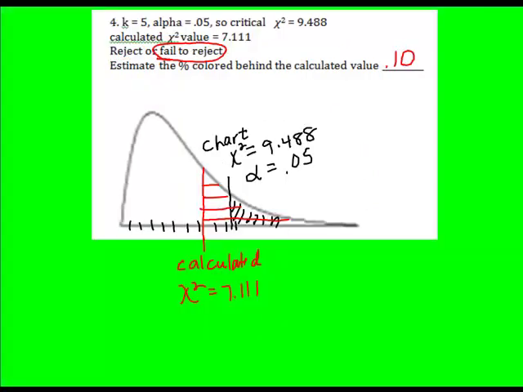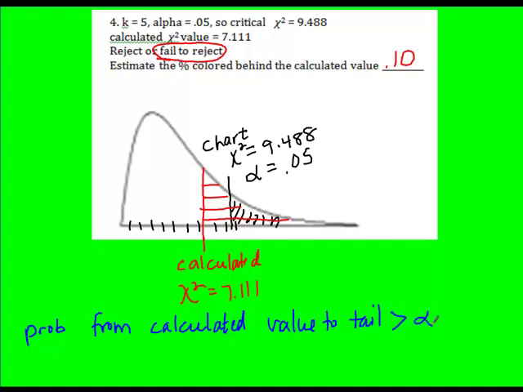And on our final picture, here we're in the fail to reject region, and in this case our estimated probability from the calculated value to the tail, in this case it was 10%. We estimated it, but that's what our estimate was based on what we had shaded. It happened to be more than alpha, which was 5%. And what region were we in? We were in the fail to reject.